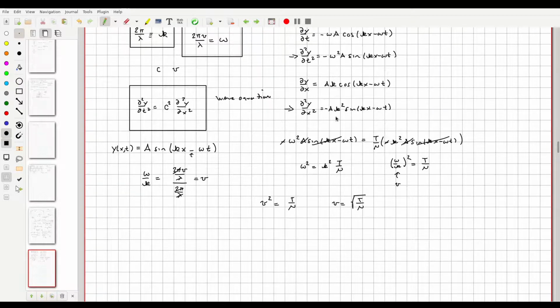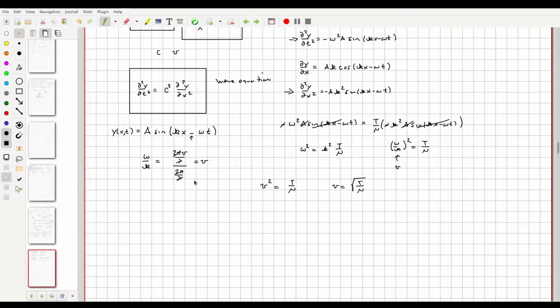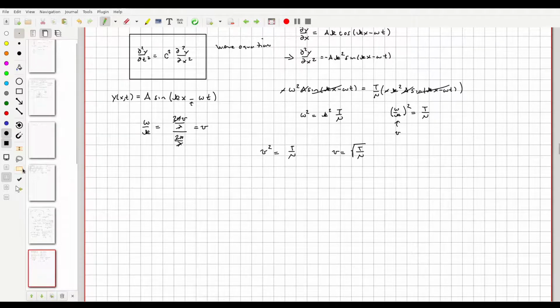Basically, if you can beat your physical situation into something that looks like this, if this is the equation that you get at the end of the day, you can immediately pick off what the velocity of your wave is going to be. And you know what the solutions are because it's already been solved. But this right here, though, is a critical relation.